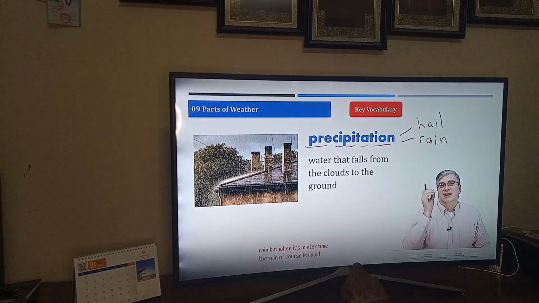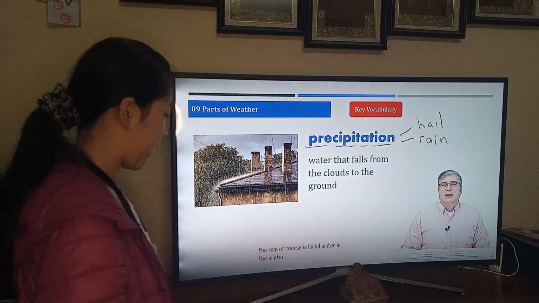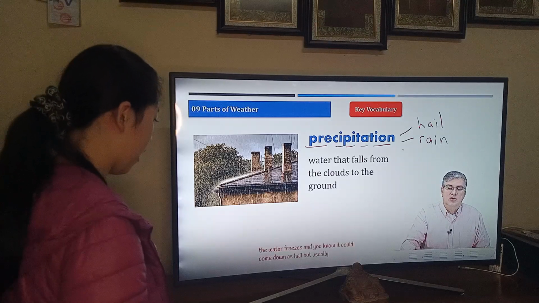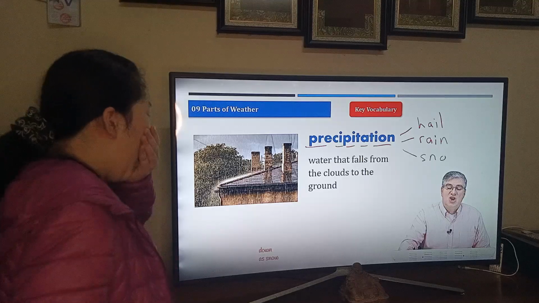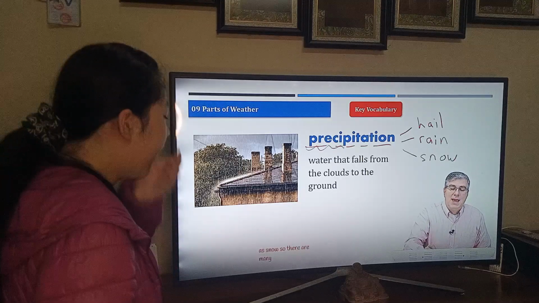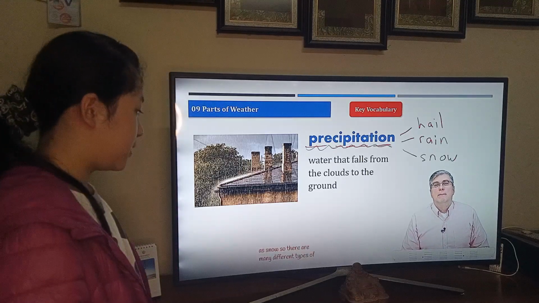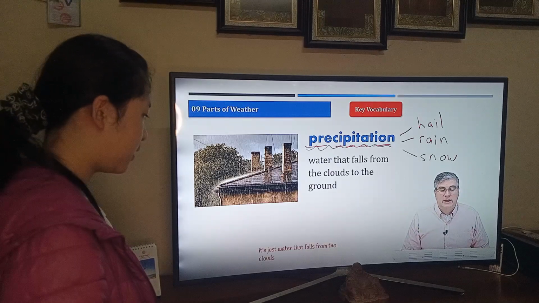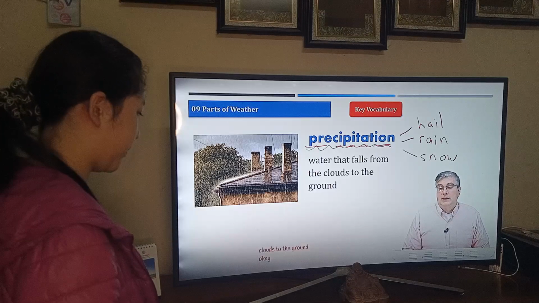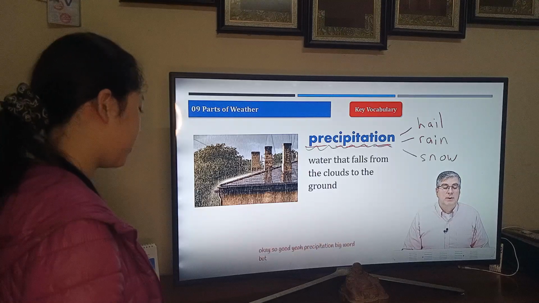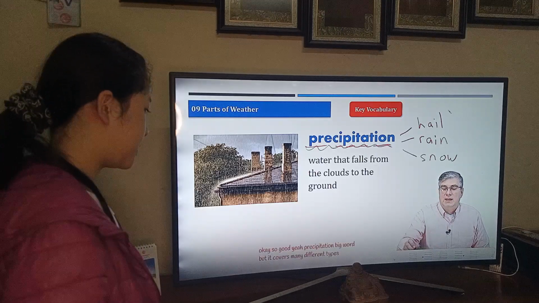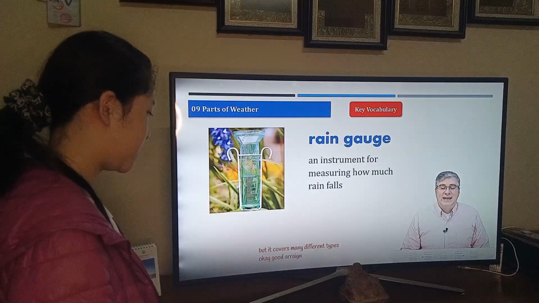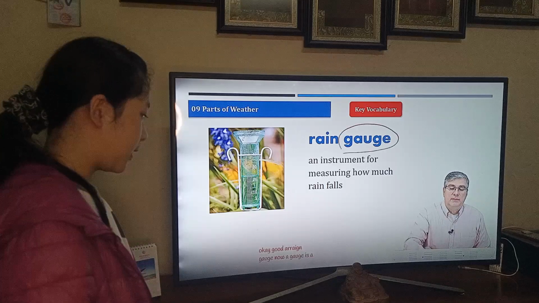And so we have rain. It's rain when it's warm. Of course, in the winter, the water freezes, and it cools down and becomes snow. So there are many different types of precipitation. It's just water that falls from the clouds to the ground. Okay, so yeah. We have precipitation, a big word, but it covers many different types. Okay, so good, alright.